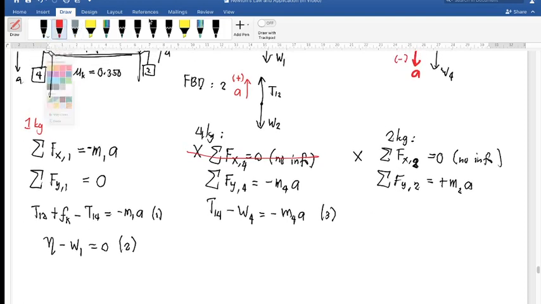Same goes for the 2 kilogram, we cannot use this information. Okay, sorry. What is happening? Wait a moment. The load, sorry. The no info, you just have to scratch that out. So scratch this out.